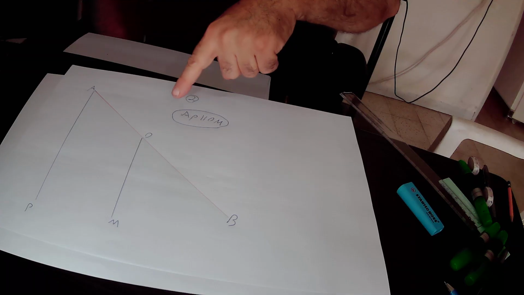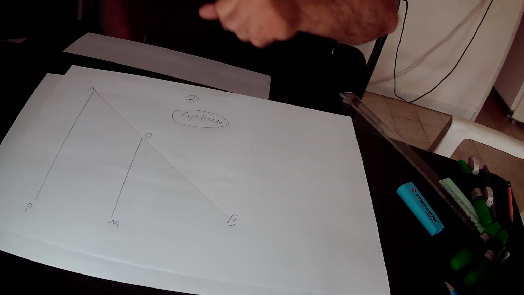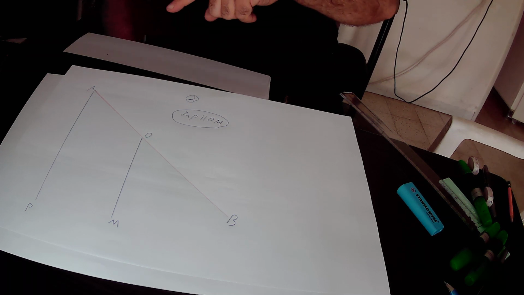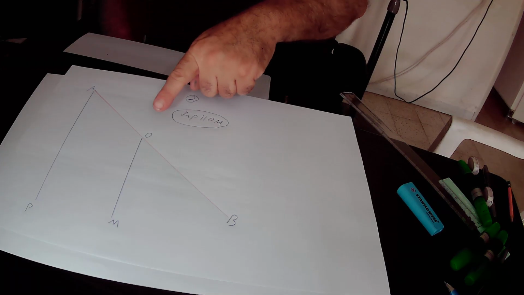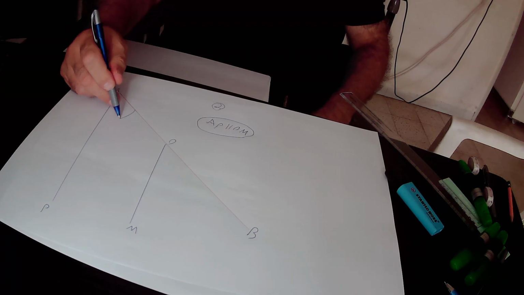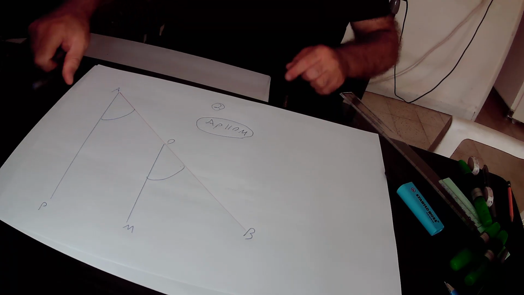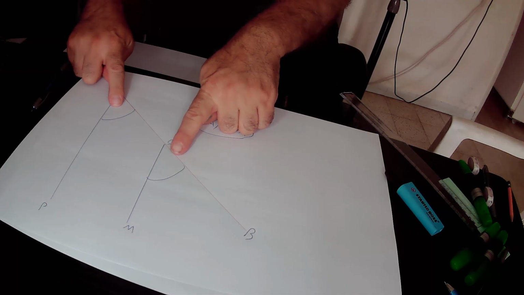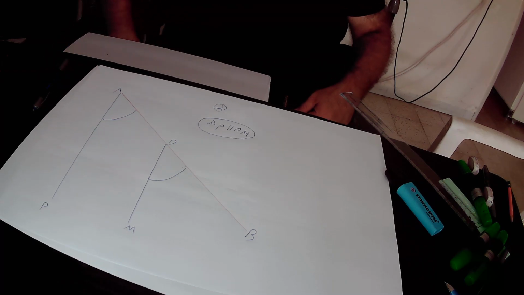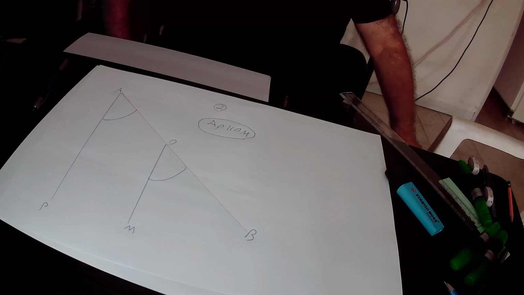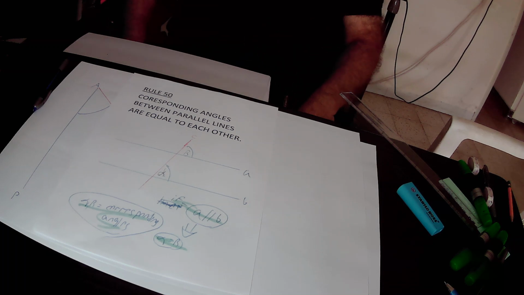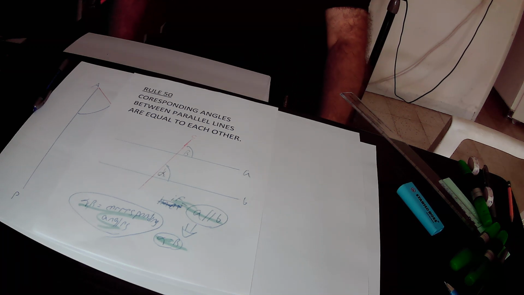Here AP is parallel to OM. AOB is the radius of the circle that cuts the parallel lines at points A and O. Those two angles are defined as corresponding angles, and they are located between the parallel lines AP and OM, and therefore they are equal to each other in their sizes, according to Rule 50. According to Rule 50, corresponding angles between parallel lines are equal to each other.